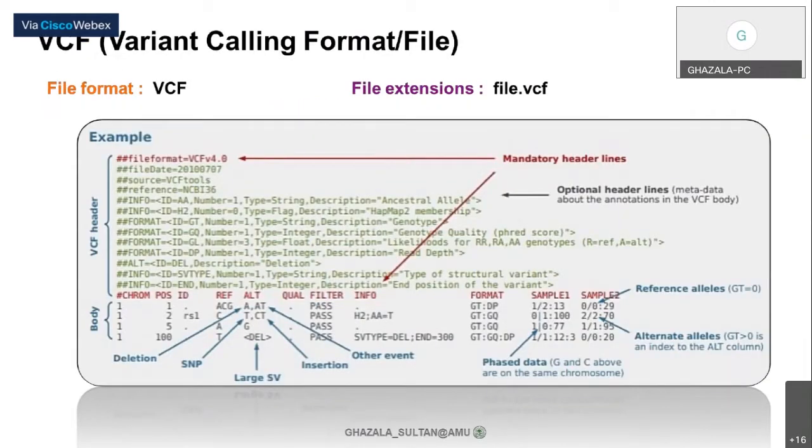Next is the VCF file format. Here we check VCF files for mutation studies, where variants will be there: what the reference is, what the reference allele is, and what the altered allele is. For example, if there is a mutation from adenine to thymine, the reference will be adenine and the alternate nucleotide will be thymine. Different file formats have different types of information, depending on what kind of data you want to work with.